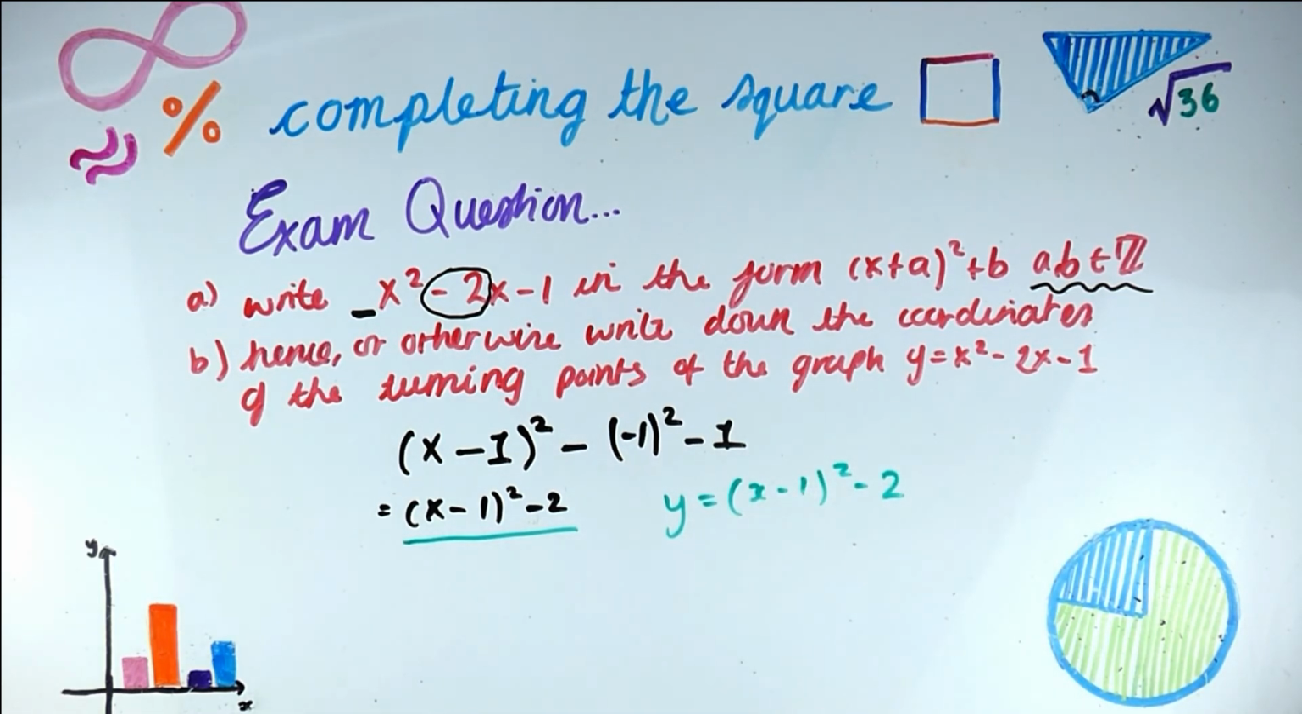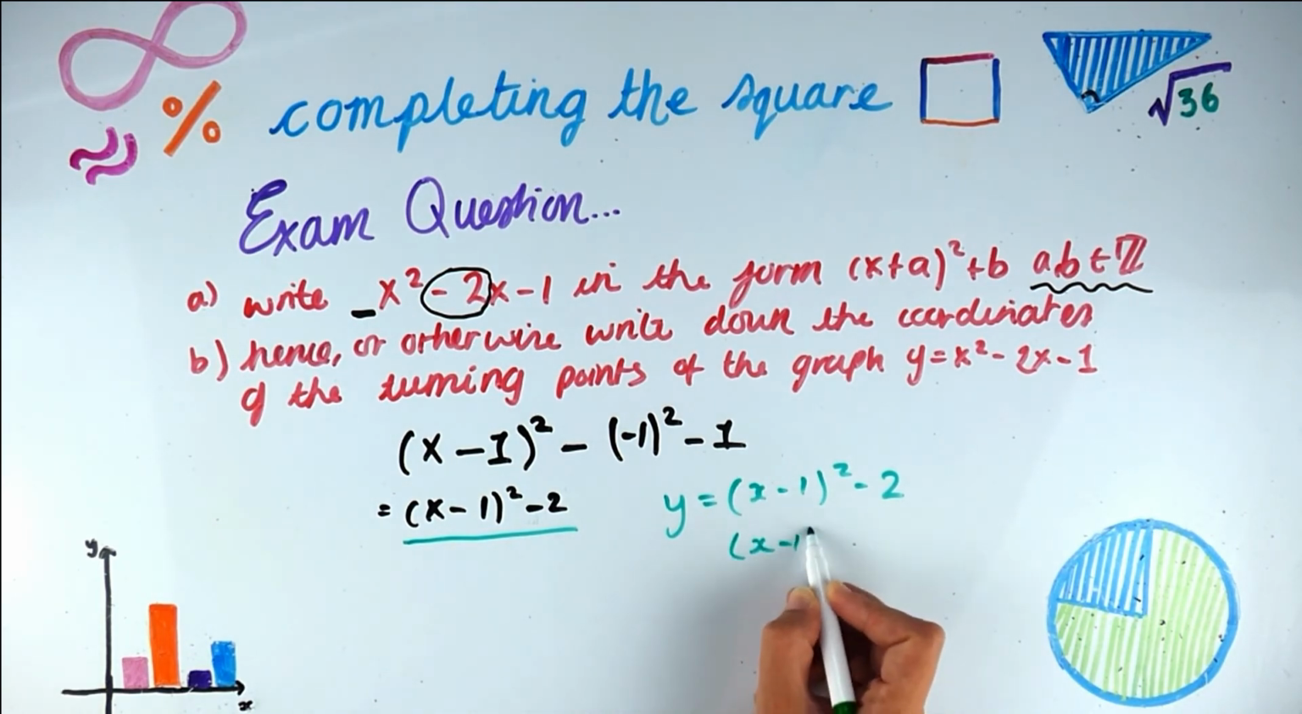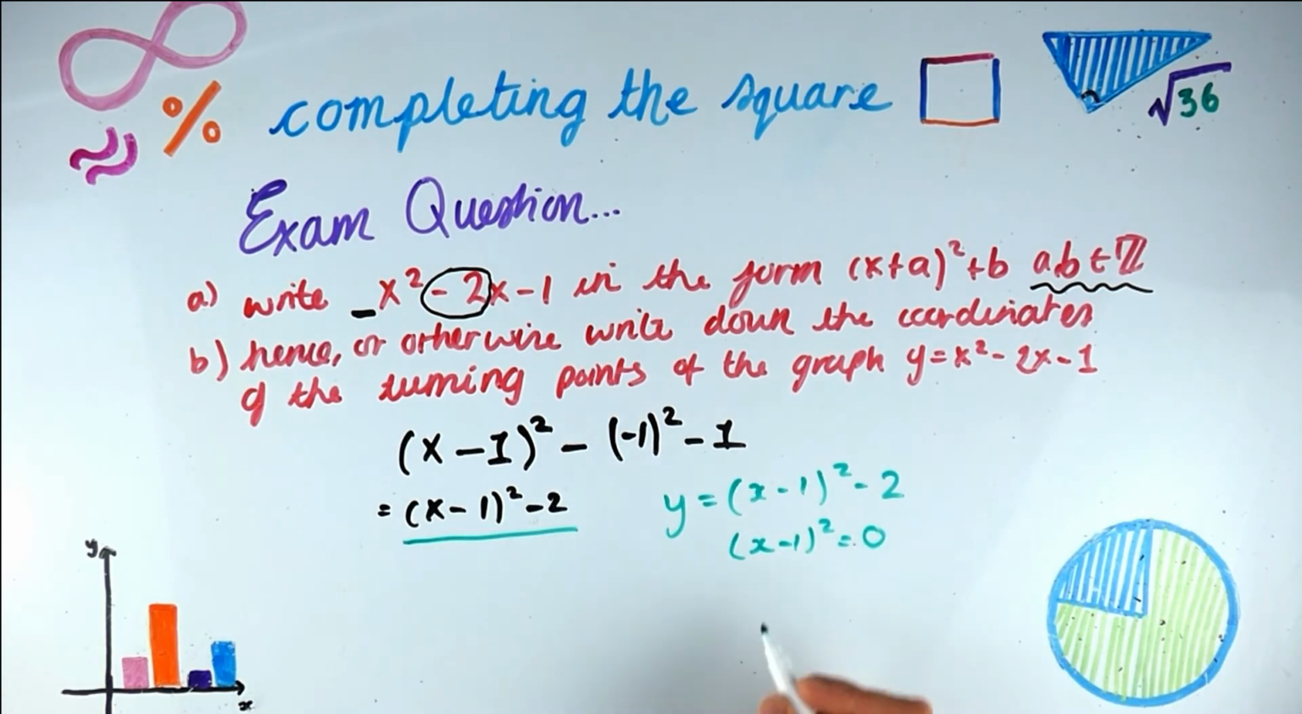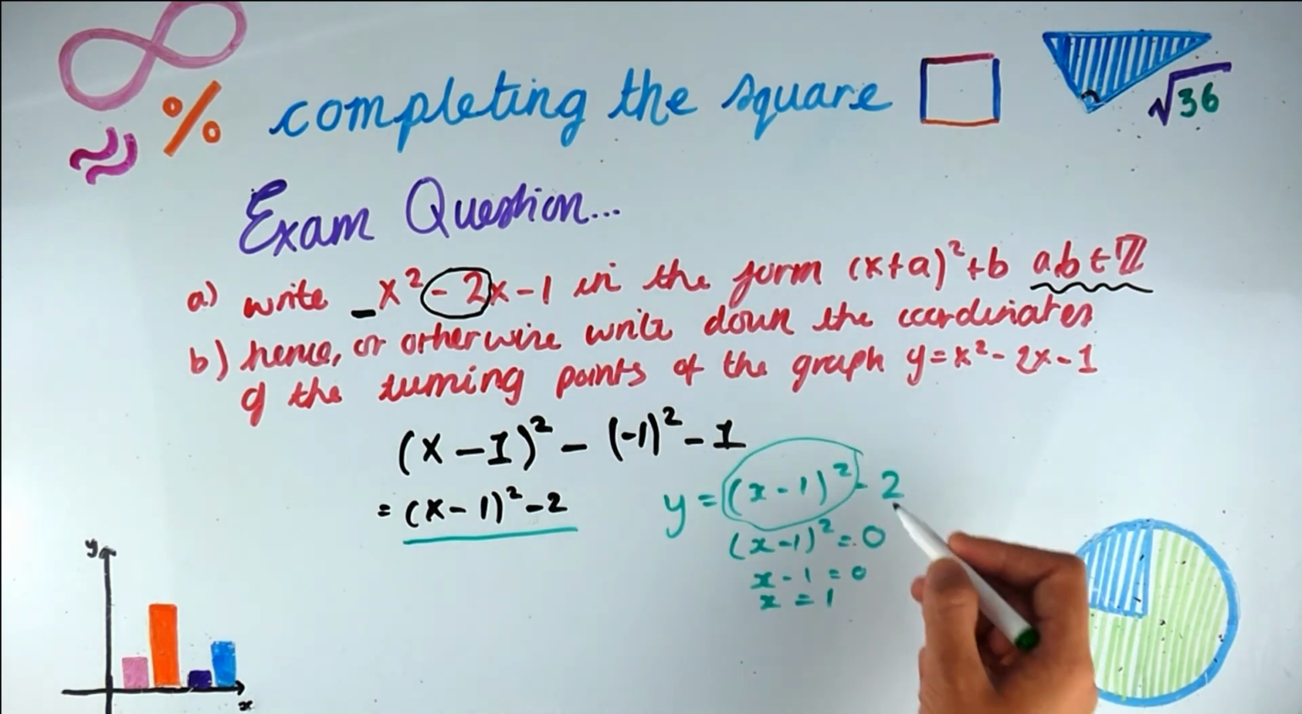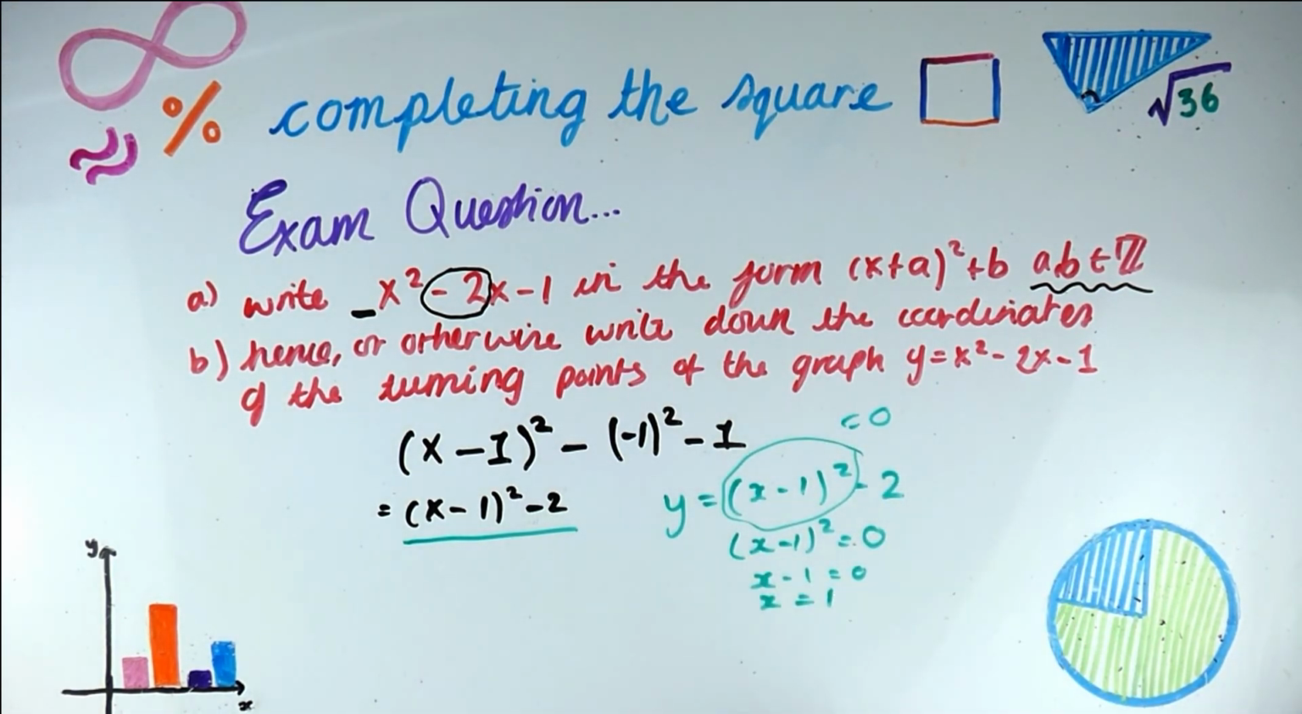So finding the turning point, we're going to make the bracket equal 0. So x minus 1 squared equals 0, so x minus 1 equals 0, x equals 1. And then the y coordinate, if this part equals 0, then y is just going to equal 0 minus 2, which is minus 2. So there you have it, the coordinates of the turning point. Don't forget to put it in coordinates. You want to keep in that form if it's asked for coordinates. Give them the coordinates, is what I like to say.